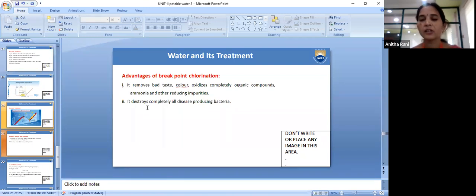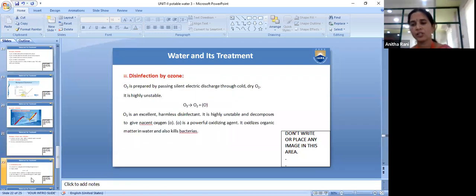And also it destroys completely all disease producing bacteria, because if you add less chlorine, we cannot destroy the bacteria completely. If you add excess chlorine, you get bad taste and bad odor. Clear? So we have to add the exact amount of chlorine to water to destroy all the bacteria present in water.